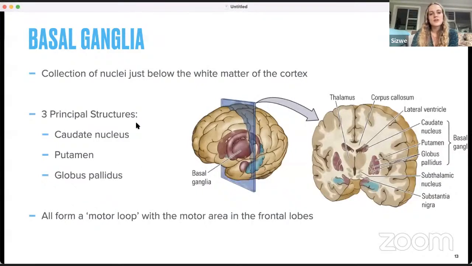The three principal structures that are involved in it are the caudate nucleus, which is over here. Okay. The putamen, which is this. And then the globus pallidus, which are these things. Okay. So take note of those three principal structures that make up the basal ganglia. All three of those things, the caudate nucleus, the putamen, and the globus pallidus, form a motor loop with the motor area in the frontal lobes.